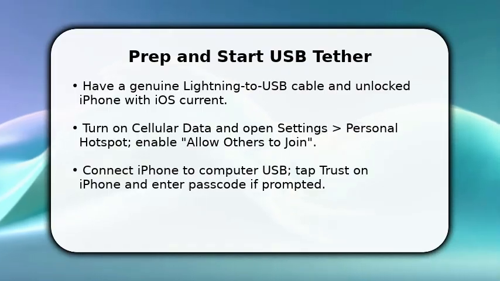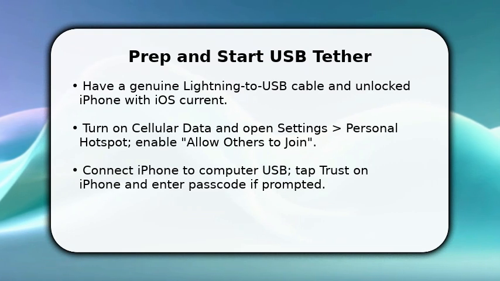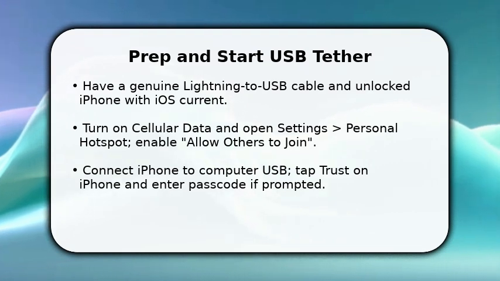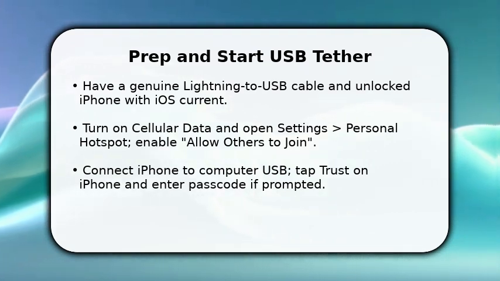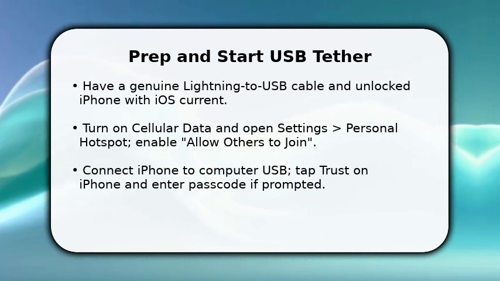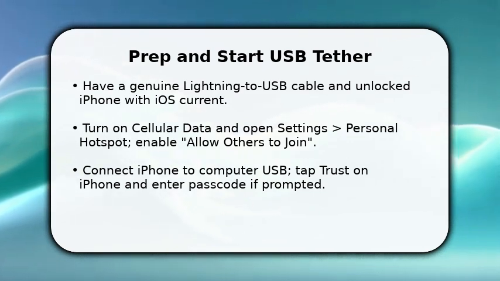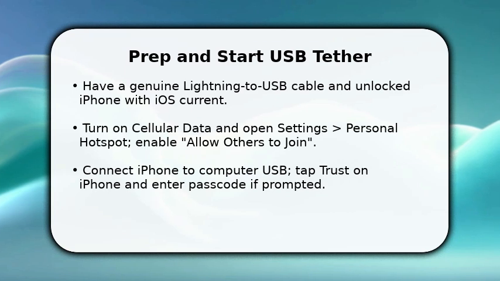You begin by confirming essentials: genuine lightning cable, cellular data active, and iPhone unlocked. Once done, open settings, then personal hotspot, and flip it on so the phone advertises the USB tether.